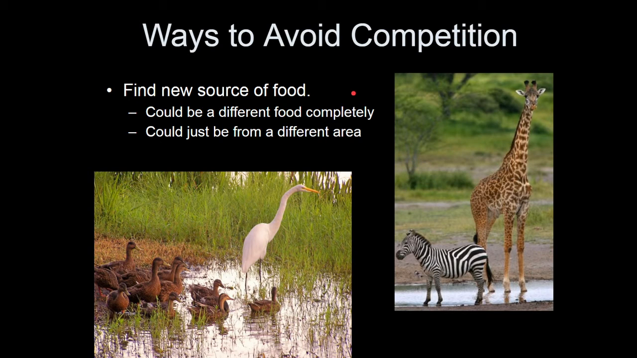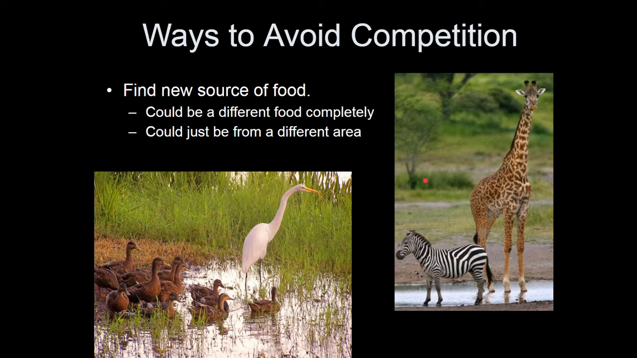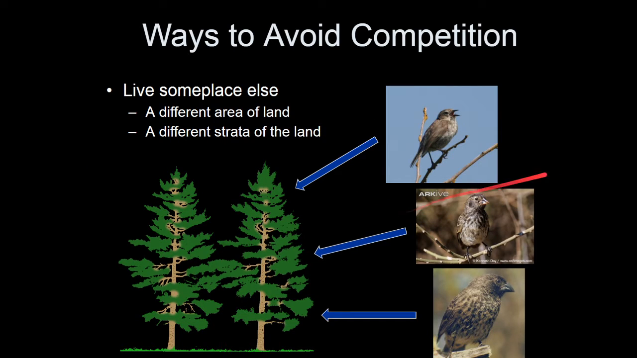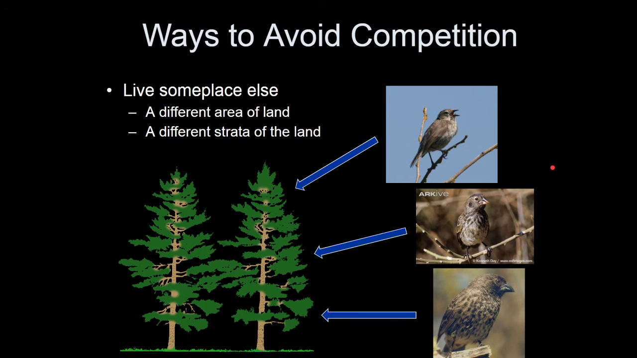Most animals will try to find ways to avoid competition. The stork and the ducks live in the same area, but they eat different foods. No competition. The giraffe and the zebra live in the same area and eat the same food, but the zebra will eat it from the ground, and the tall boy here will eat it from the trees. So, between those two, even though they're eating the same food, they're not going to compete over it because they get it from different areas. We see birds will live in different areas and parts of the trees in order to avoid competing with one another. The largest birds live near the bottom, the smallest birds live near the top.